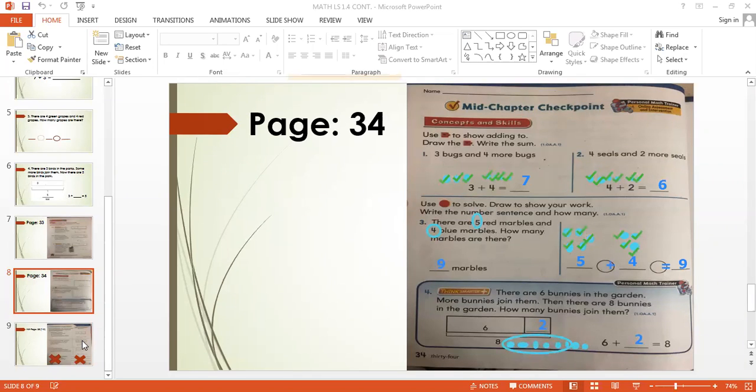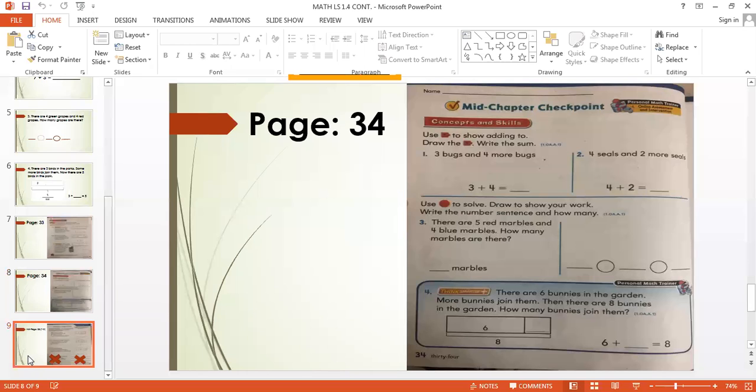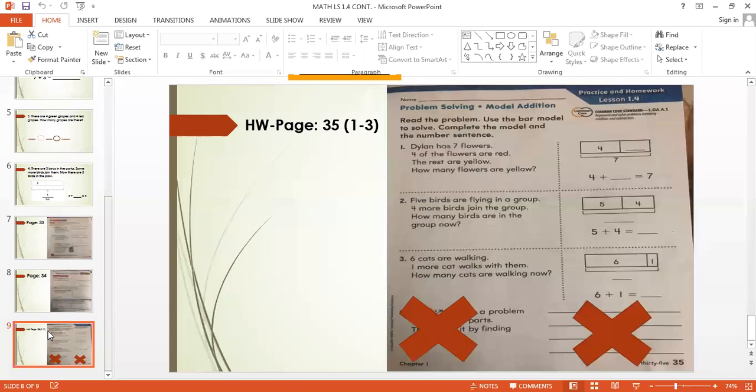Now let me show you a homework page. So page number 34. Sorry. Yes, page number 35. You will be doing the homework. Question number 1, 2, and 3. Only these 3. Okay? Down, you're not going to do this. Only question number 1, 2, and 3. I repeat again. The homework is page 35, questions 1, 2, 3.